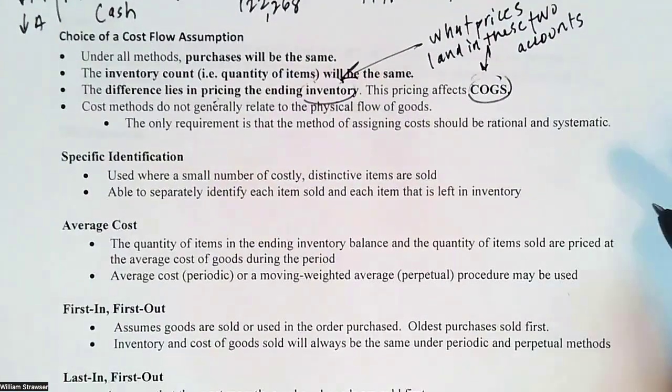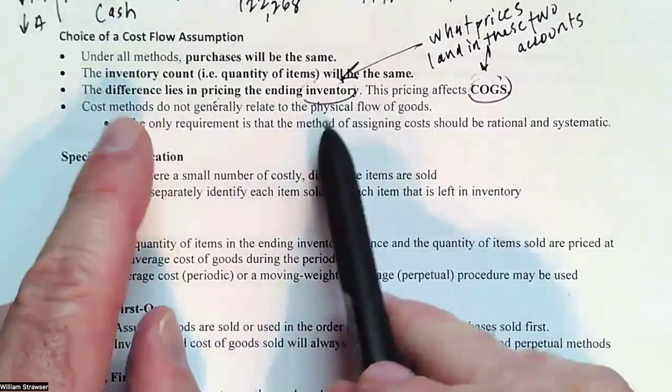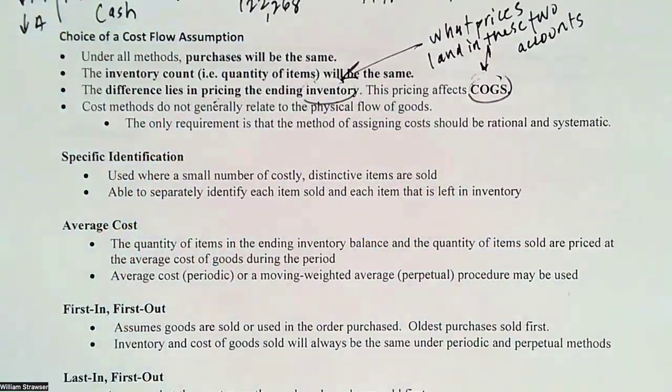All right, so the specific identification. Oh, and then finally, the one thing that I didn't talk about, but I sort of alluded to with the word assumption, these don't necessarily have to follow the physical flow of goods, right? The only requirement that GAAP has of these is that we apply rational and systematic processes. So systematic meaning same time every time, and that they can be based on rational amounts, right? We bought them at $6, then we bought them at $8. I'm not going to put a cost of goods sold of $100. That would not be rational.